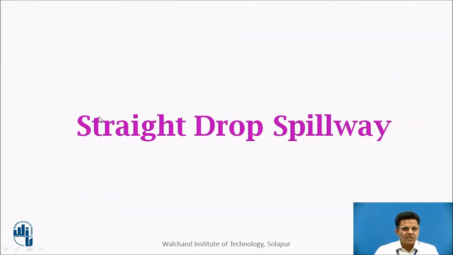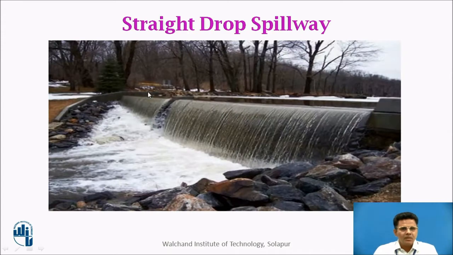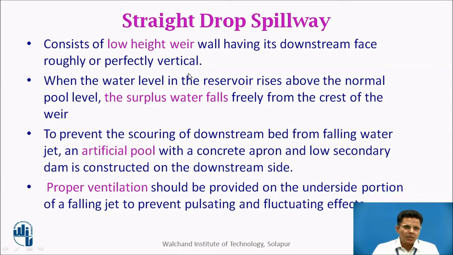Firstly, we will discuss straight drop spillways. Now, this is a typical straight drop spillway. So, we find that it is an ungated spillway. As soon as the water level passes over the crest of a spillway, water starts falling freely. A straight drop spillway consists of a low height weir, as we have seen just now, having its downstream face roughly vertical or perfectly vertical. When the water level in the reservoir rises above the normal pool level, the surplus water falls freely from the crest of the weir.